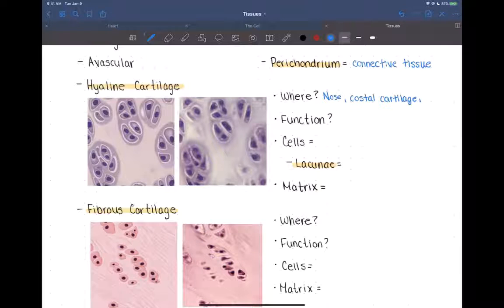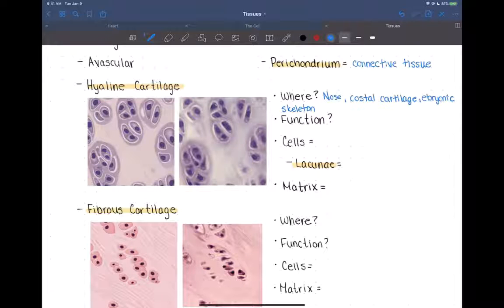The embryonic skeleton starts out, and we'll talk about this when we go through bone and how bone's made. It starts out as hyaline cartilage. So that would be made of hyaline cartilage.